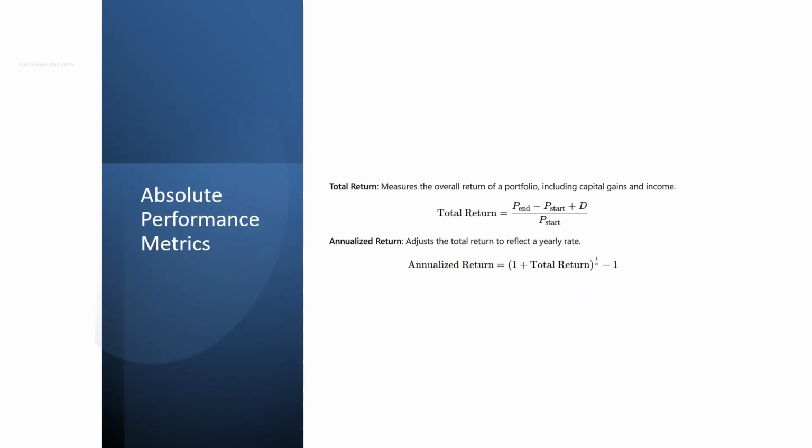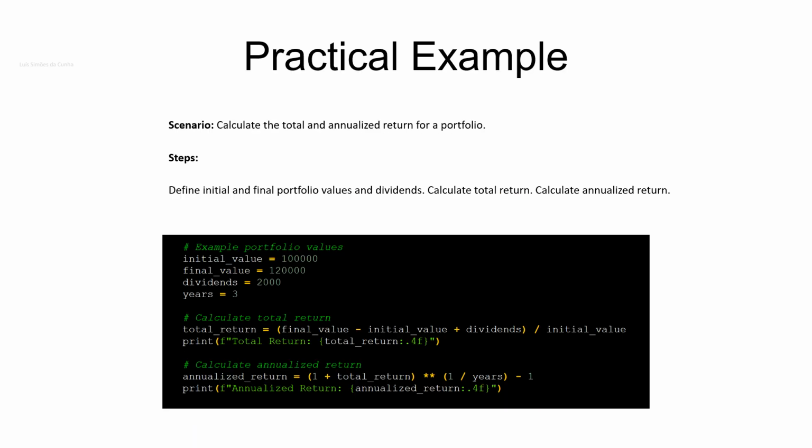Absolute performance metrics include total return, which measures the overall return of a portfolio including capital gains and income, and annualized return, which adjusts the total return to reflect a yearly rate. Let's calculate the total and annualized return for a portfolio. We define the initial and final portfolio values and dividends, then calculate the total return and annualized return. This example demonstrates the process of measuring absolute performance metrics.